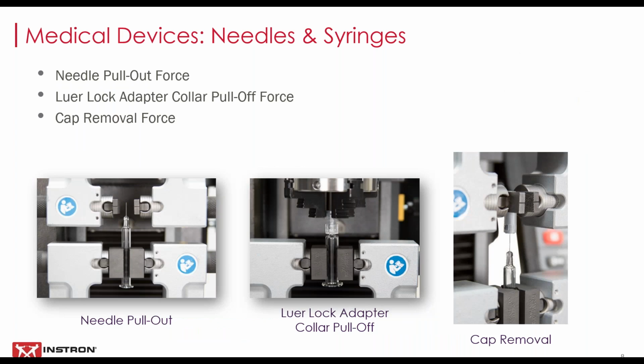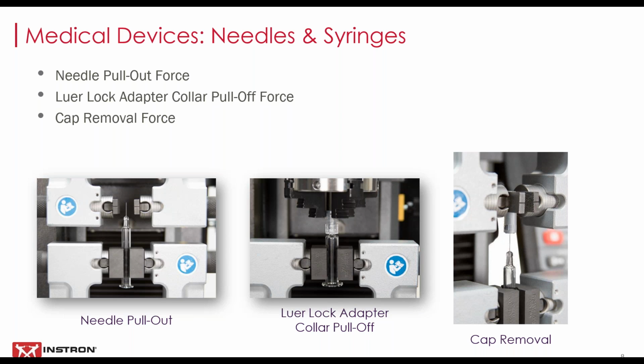The needle pull-out force tests the fixation of the needle to the syringe to determine whether the bonding process is appropriate. The lower lock adapter collar pull-off force test is used to check that the collar will not detach from the syringe during use. Cap removal testing is done to ensure the cap will remain in place during transport, but that a user will easily be able to remove it before use.